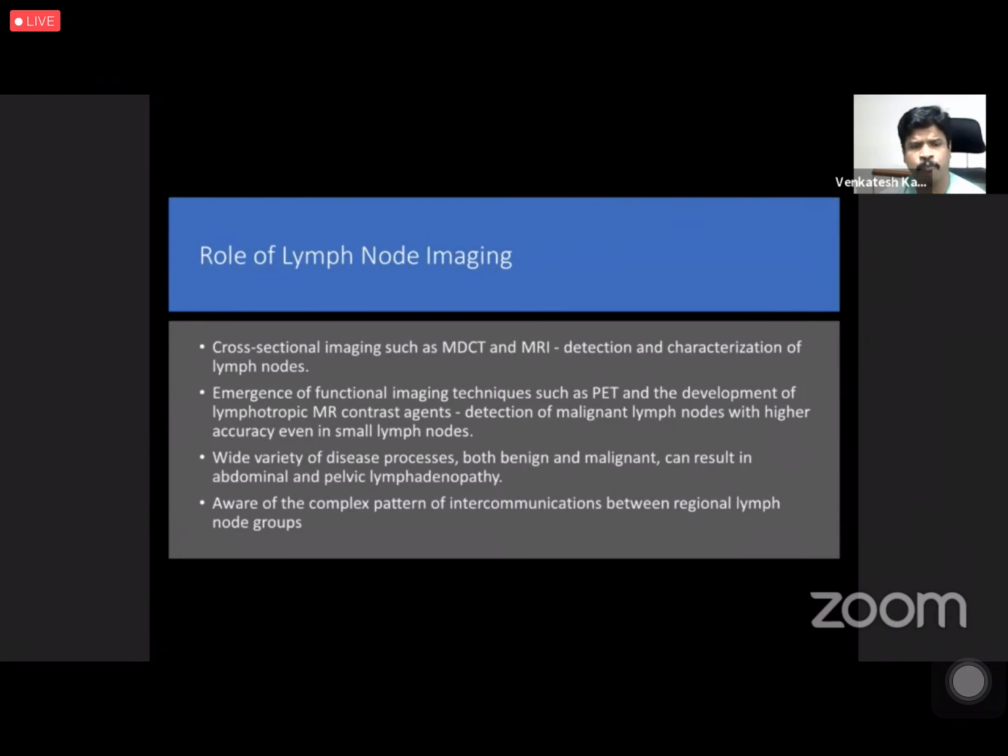Again, why do we need lymph node imaging? Because of the advancement in both the software and hardware of MDCT and MRI, we are detecting more and more lymph nodes now. And with the emergence of functional imaging techniques, we are able to pick up metastasis even in a small group of lymph nodes. So we should know the stations so that we can stage the disease, as well as search for the pathology in a particular organ if you know the lymph node stations.